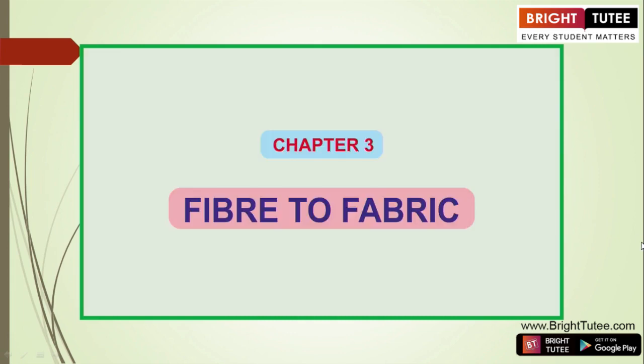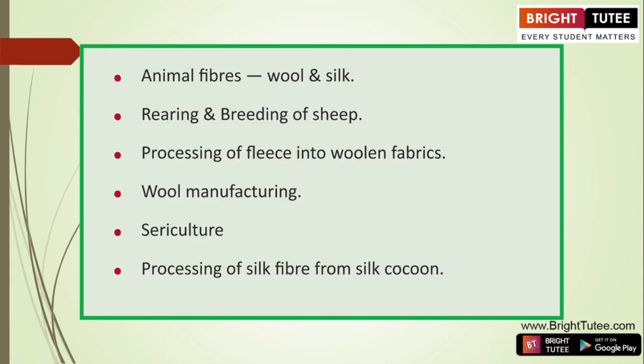The name of the chapter that we will be studying now is Fibre to Fabric, which is chapter number 3. In this chapter, we will be covering the following topics. We will read about animal fibers, which are wool and silk. We will read about rearing and breeding of sheep, processing of fleece into woolen fabrics, wool manufacturing, and we will also learn about sericulture and processing of silk fiber from silk cocoon.